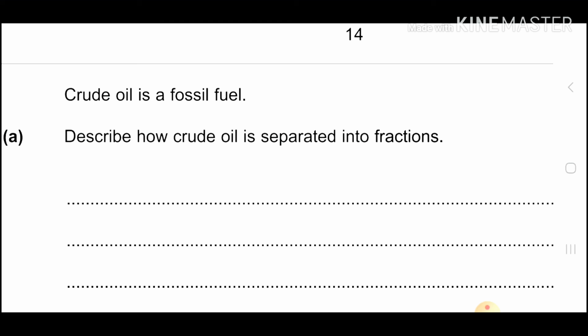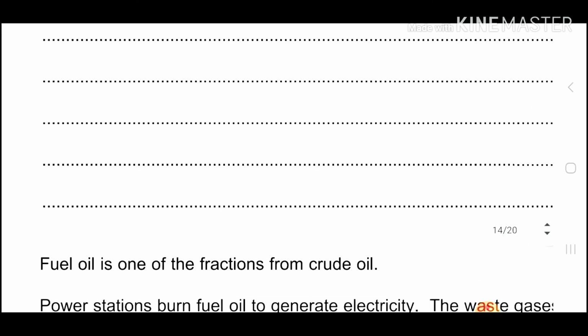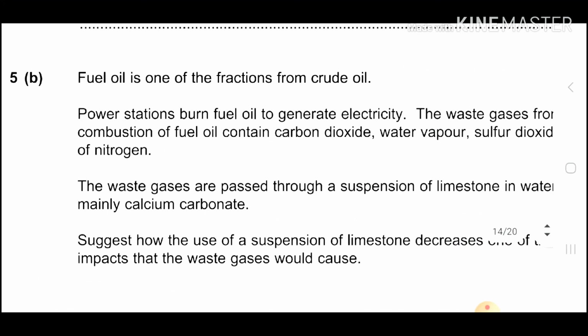So this is the main idea. Just write here the main thing. No need for details because you don't have much time.